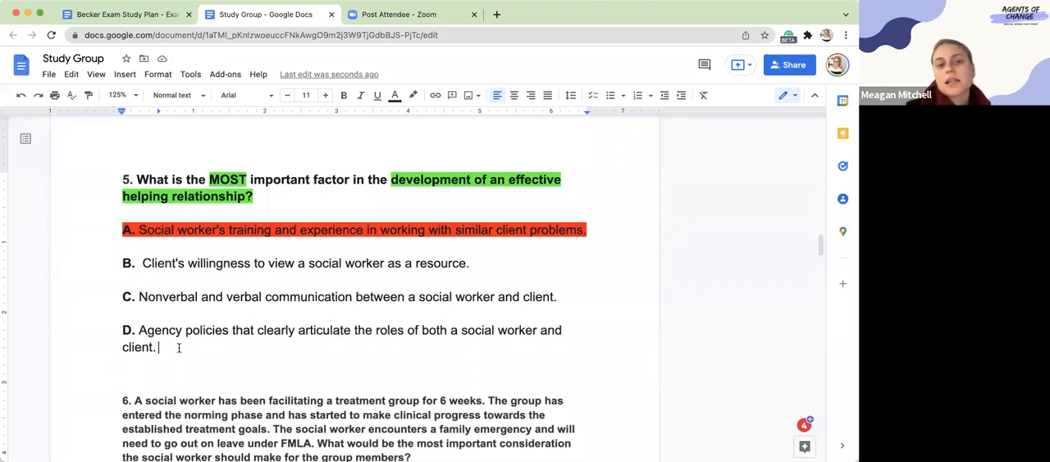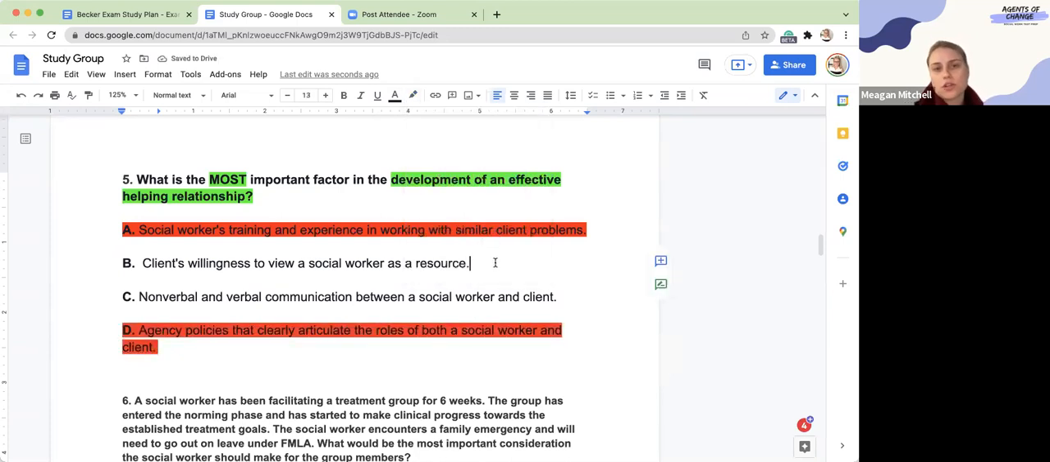Agency policies that clearly articulate the roles of the social worker and a client. Every agency should have policies that dictate the roles of a social worker and a client. It's helpful. Is it the most important thing of developing a helping relationship? No. It's important, not the most important. Clients' willingness to view the social worker as a resource. Definitely helpful, but how are we going to get there? Got to build rapport. We got to engage. We've got to build trust. So it's important, but it's not the most important.